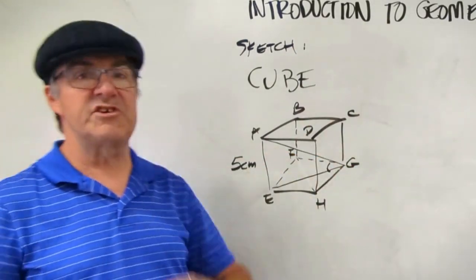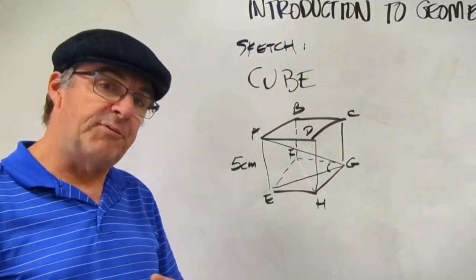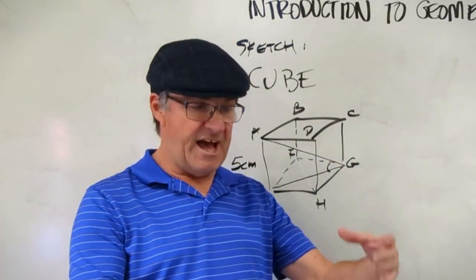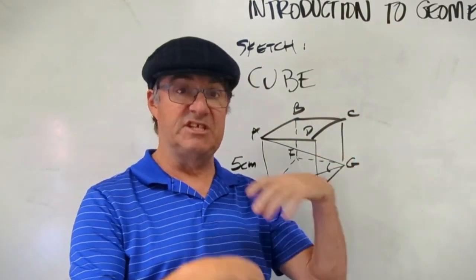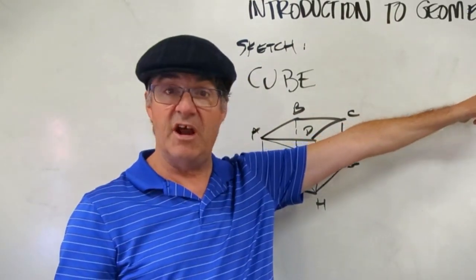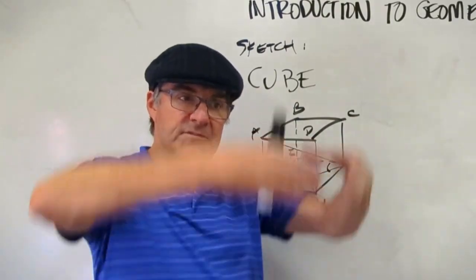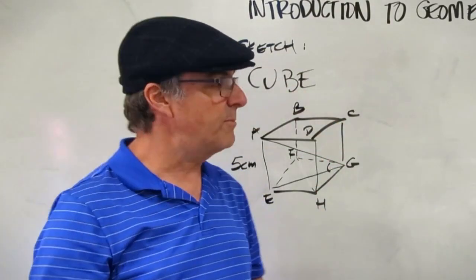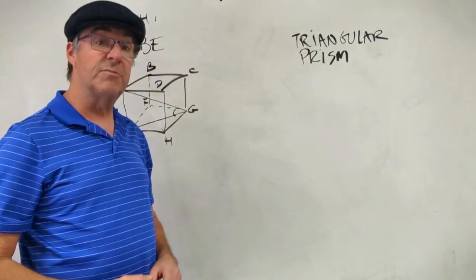All right, so the next one is a triangular prism. Now, a prism is a figure that has a base and a top that's in some shape. In this case, it's going to be a triangle. And then it's got parallel sides that make it into a prism. Okay, let's draw a triangular prism.